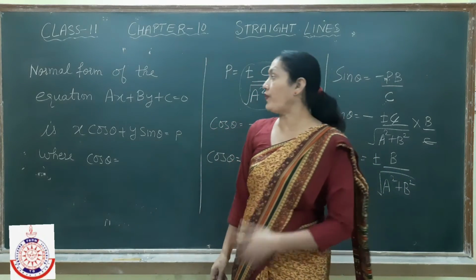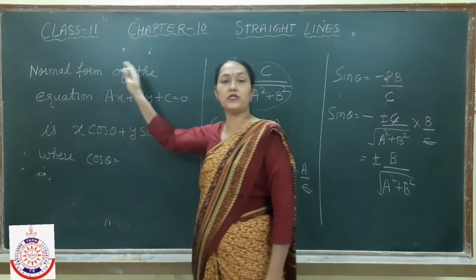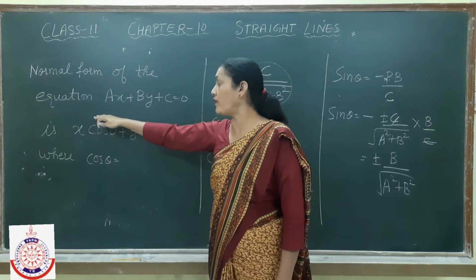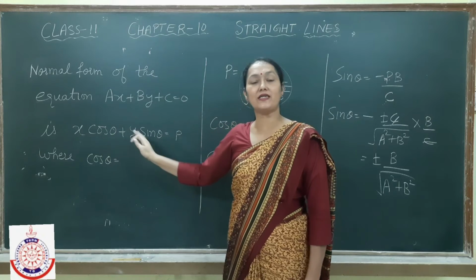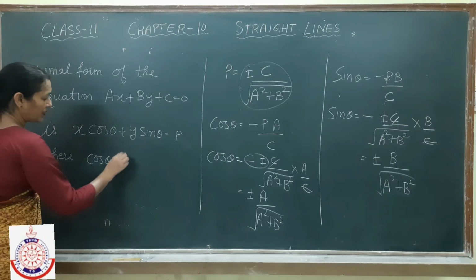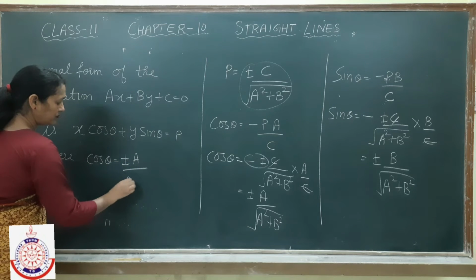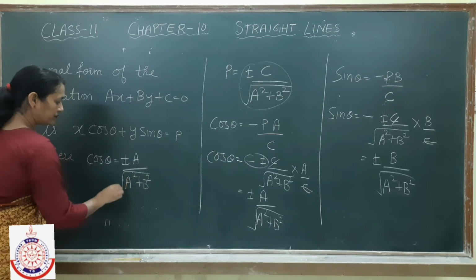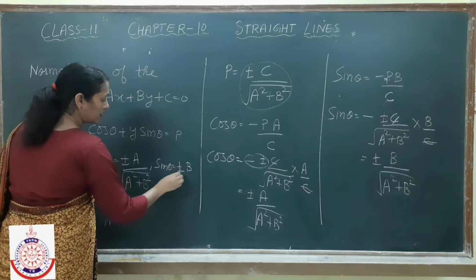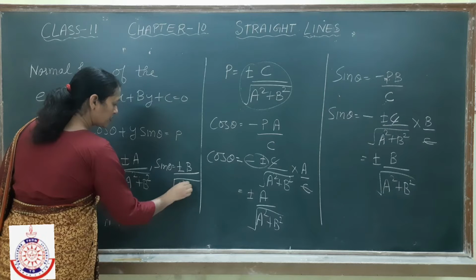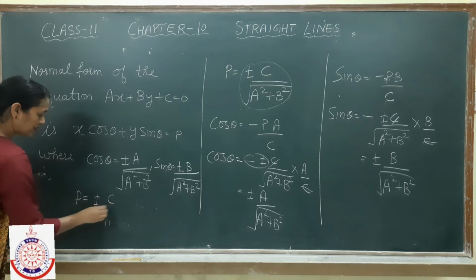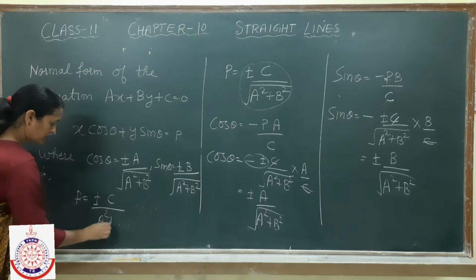So ultimately what is being learned, that normal form of the general equation ax plus by plus c is equal to 0 is of the form x cos theta plus y sin theta equals to p, where cos theta is equal to plus minus a upon a square plus b square under root, sin theta is plus minus b upon under root of a square plus b square, and perpendicular distance is plus minus c upon a square plus b square.